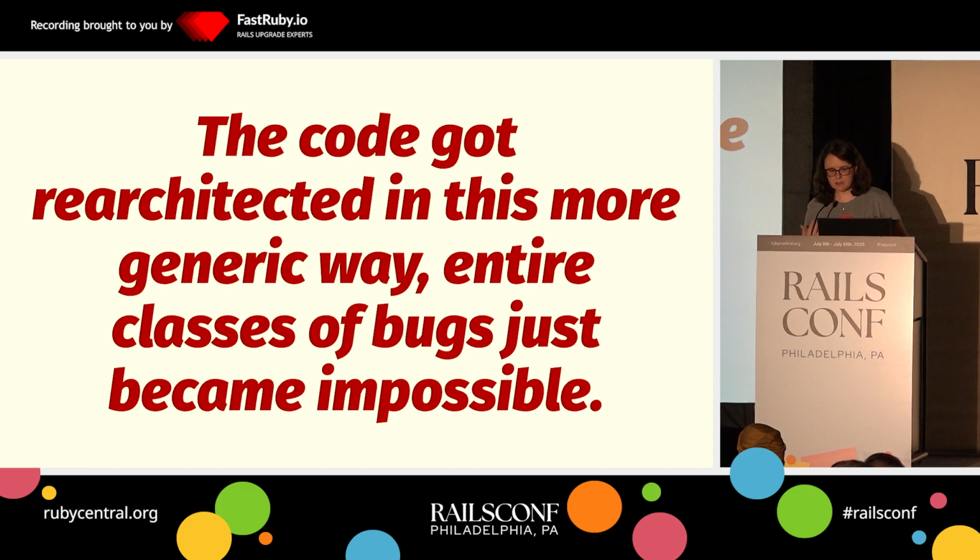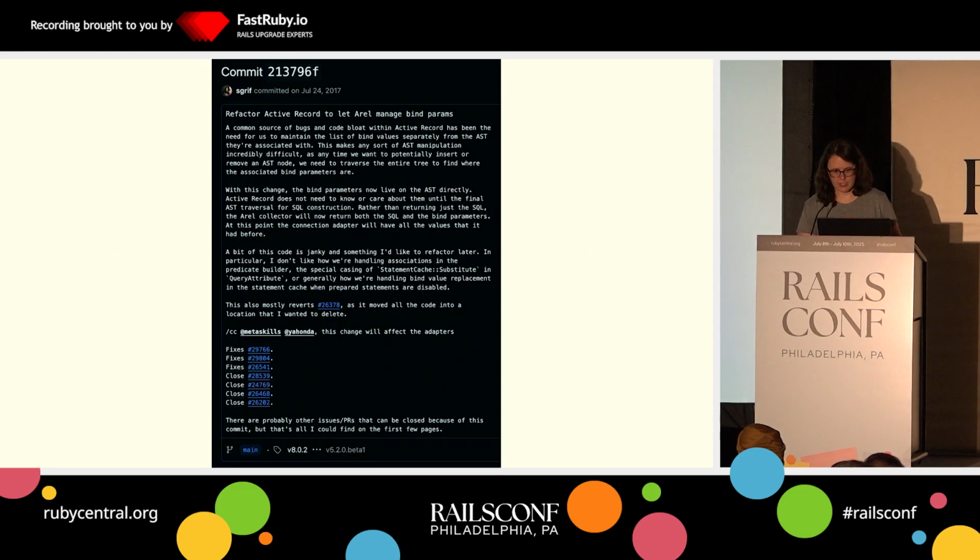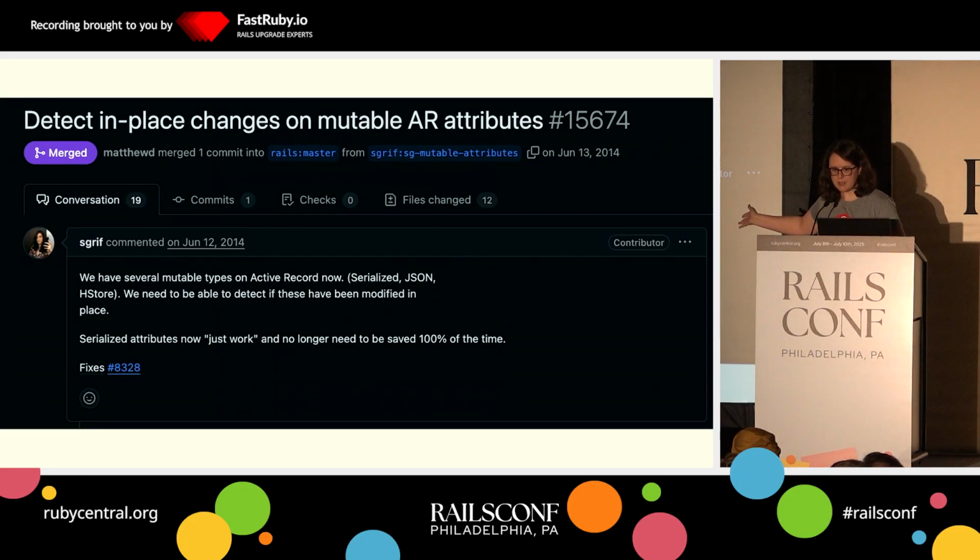Entire classes of bugs became just impossible. So for example, this one relatively small PR just closed all of these issues just by itself from this one refactor. In another example of bug fixing, Sage mentions how this feature just works now. So if you were upgrading your Rails project from 4.1 to 4.2 or the beta for 5.0, you might have just started having things work now. You didn't even know were broken.